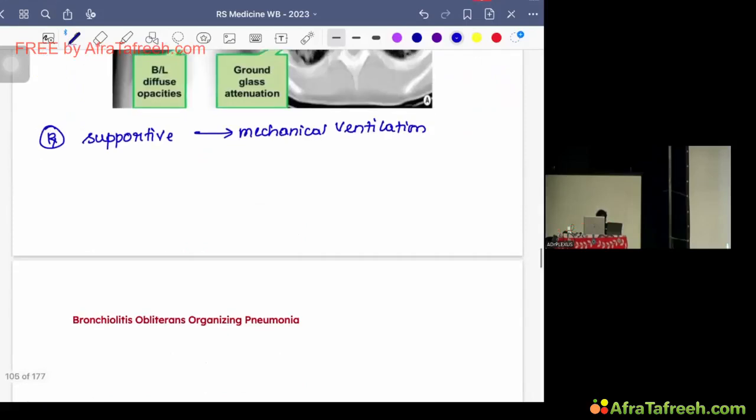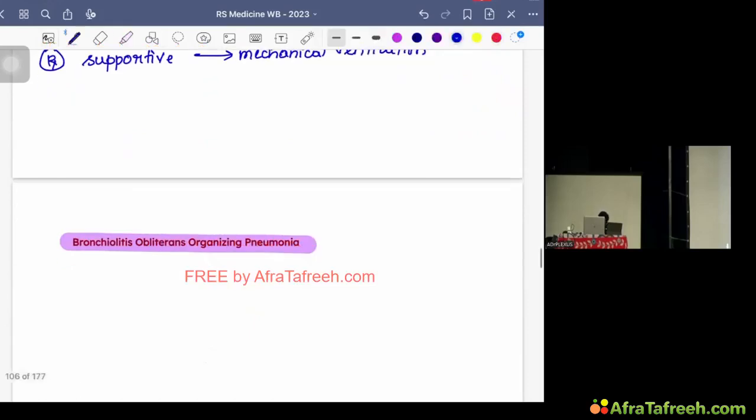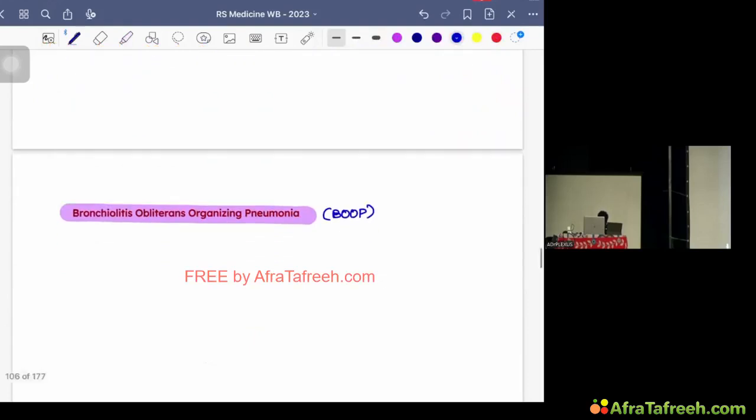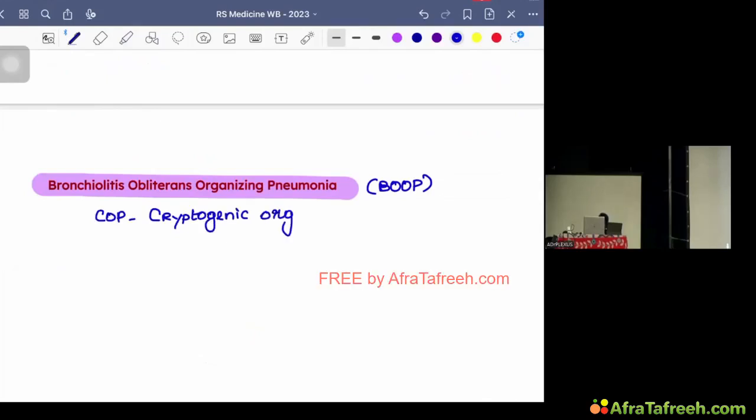Then the next important condition is BOOP, which is also called COP. COP is cryptogenic organizing pneumonia.